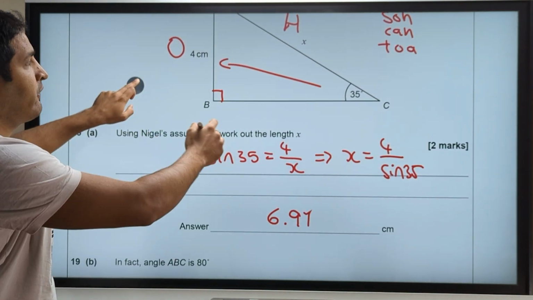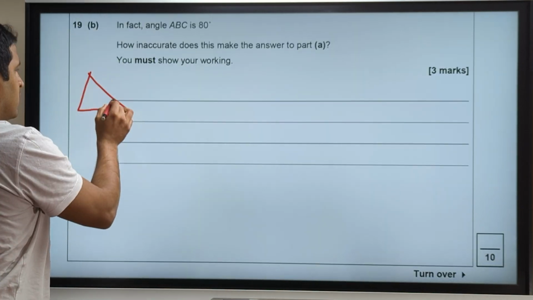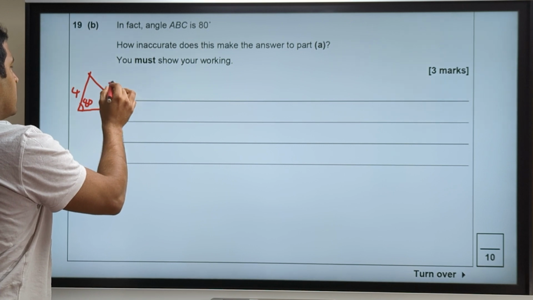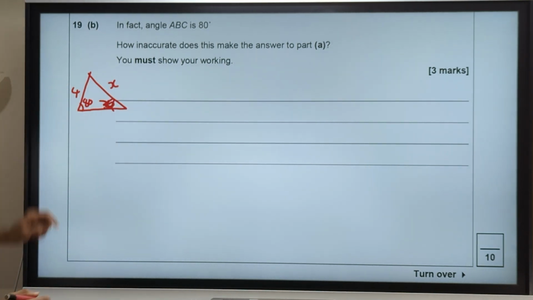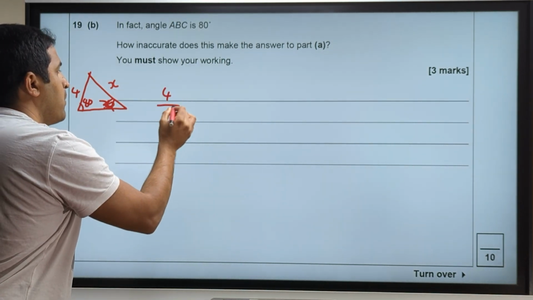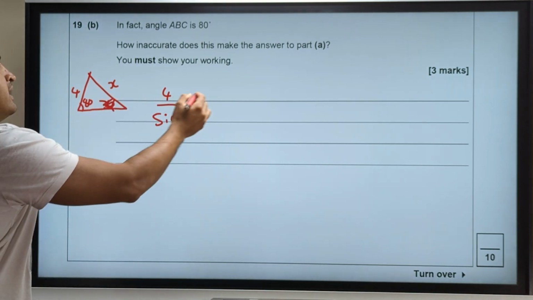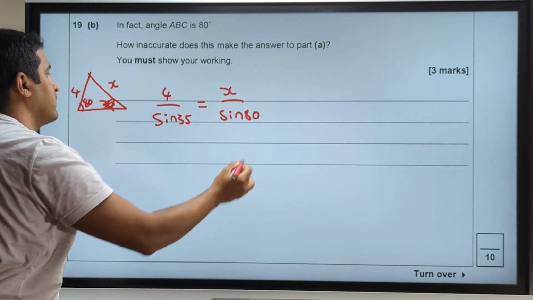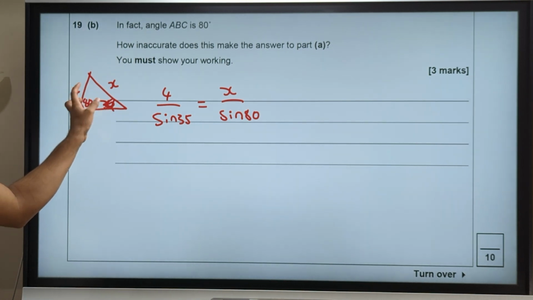So 4 and 35, and then we've got 80 degrees and x. That's x, that's 4, that's 80, and that's 35. So we can use 35 degrees and 4, saying 4 over sine of 35, which is the same as x over sine of 80, because we know this is 80 degrees, that's 35 degrees. So we know one pair of opposite angle inside, and you can use that to work out the other one.